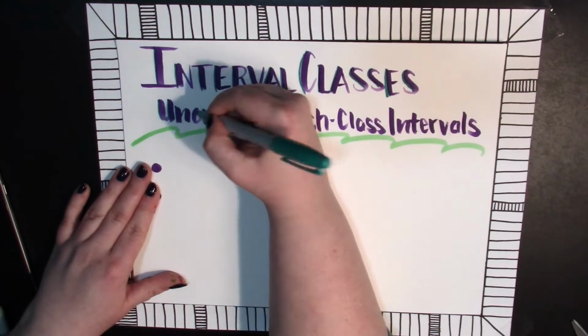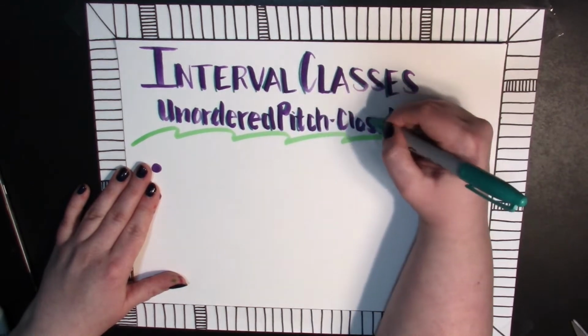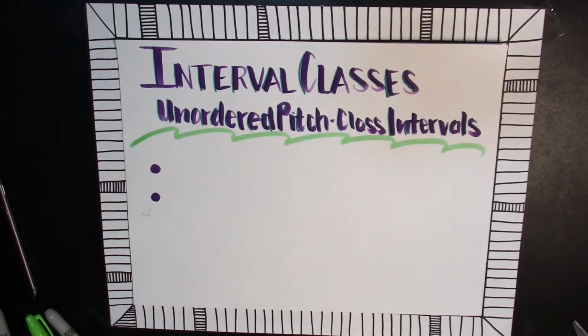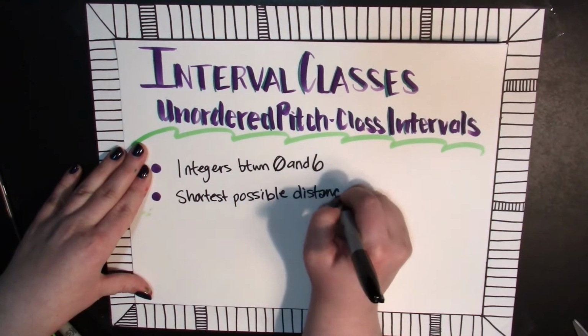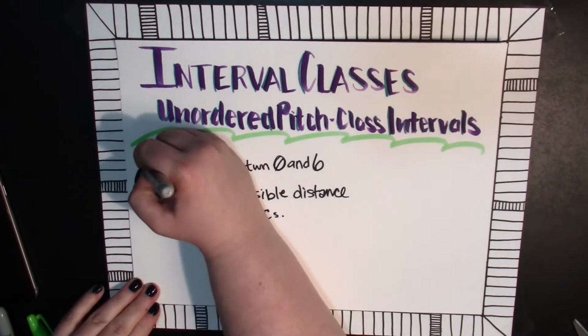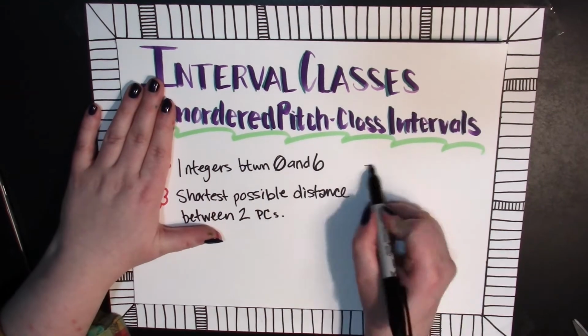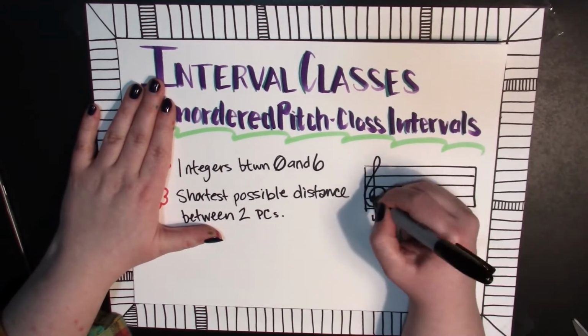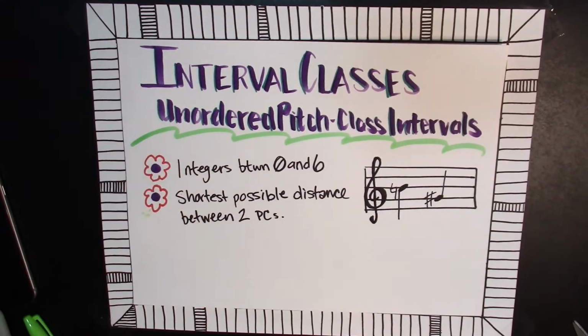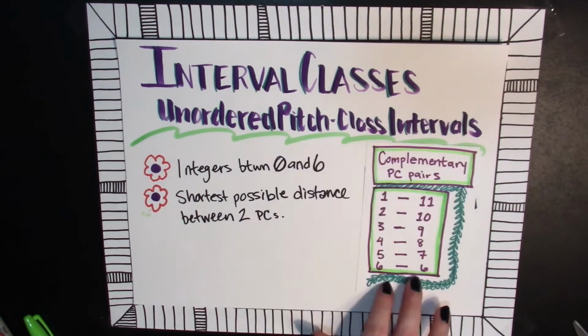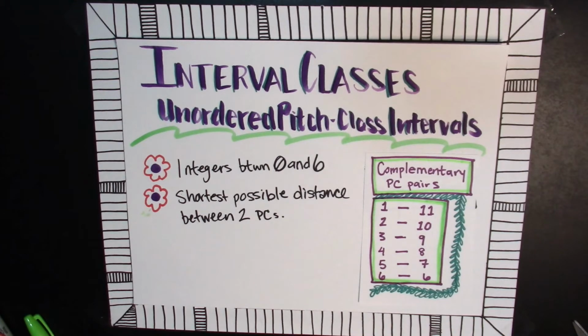Our final interval type is called unordered pitch class intervals, or more commonly, interval classes. These intervals will be from 0 to 6, showing the shortest possible distance between 2 pitch classes, regardless of direction. Learning the complements of all pitch classes will help speed up this process. Complementary pitch classes are 2 pitch classes that sum to 12, like 1 and 11, 2 and 10, etc.